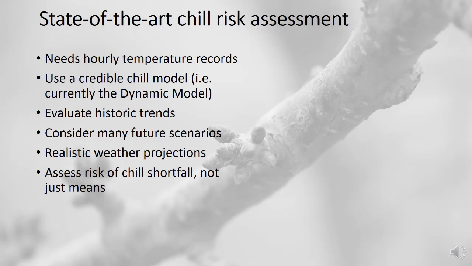We should assess the risk of chill shortfall, not just the means. There's no particular use for a grower to know the mean chill level in his orchard. He should know the chance of having less than a particular amount of chill so he can actually select cultivars with appropriate requirements.